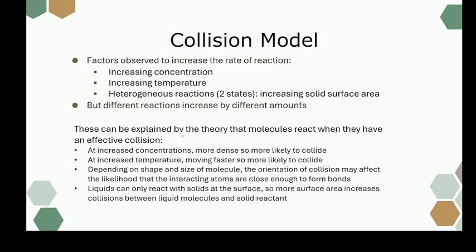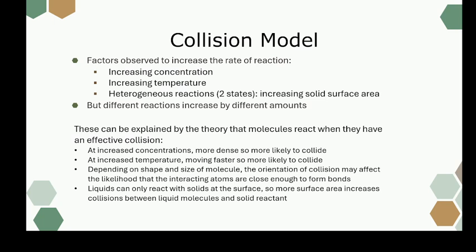All right, so factors that we would observe would increase the rate of reaction. We've observed that if you increase the concentration of a reactant, then the reaction is going to speed up. It's going to run faster. If you increase the temperature, the rate of the reaction is going to increase. If you have heterogeneous reactions, that means there's two states, like a solid with a liquid, increasing the solid surface area is going to increase the reaction rate. And also, just because we say increase or decrease, in different reactions, they're going to increase and decrease by different amounts.